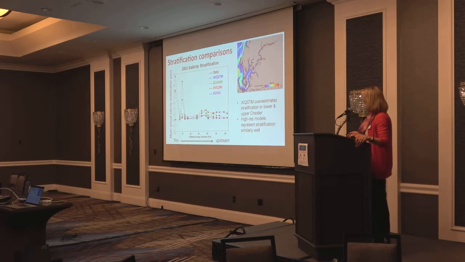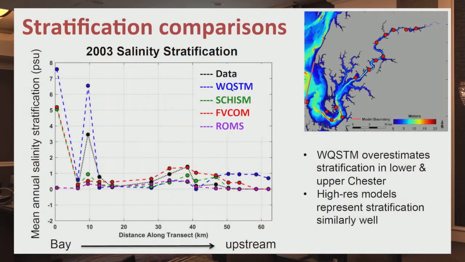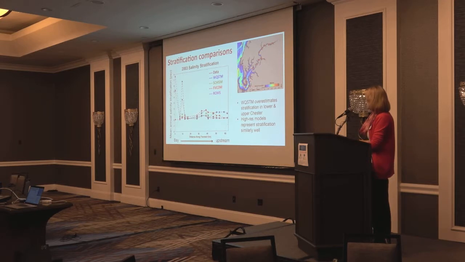So in terms of stratification, which actually is the variable that we're most interested in, because probably this has the most impact on hypoxia and oxygen concentrations in the water. Here we have salinity stratification. By this I just mean the difference between the top and bottom salinity at these locations. Again, the data is shown in black. That's this point here, and then the 4 models are in the colors. So here you can see that the regulatory model is really overestimating by almost a factor of 2 the stratification in the lower Chester, and also overestimating stratification here.